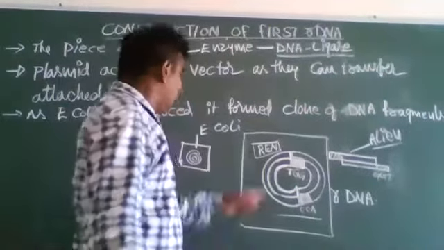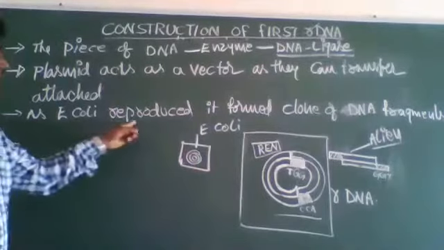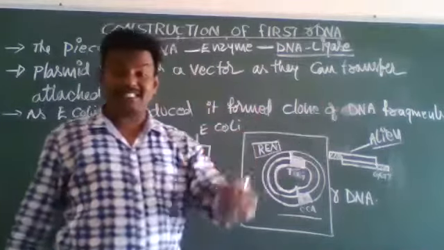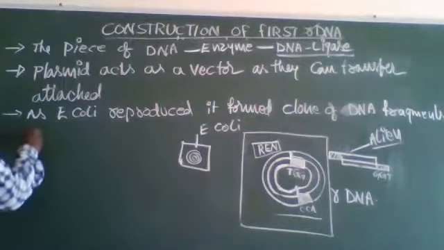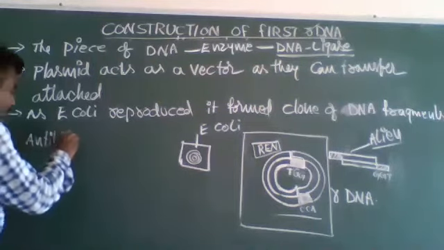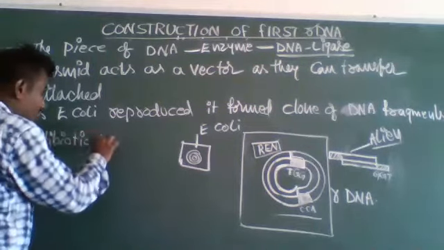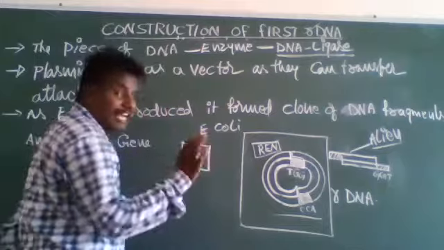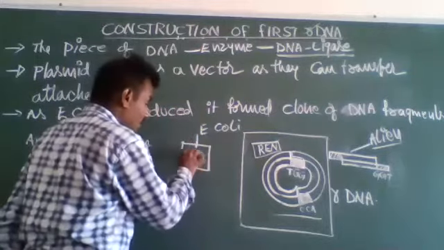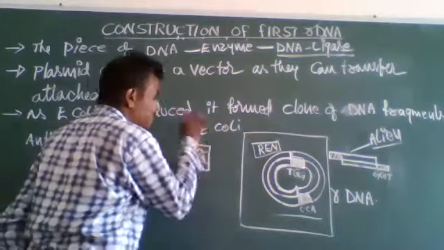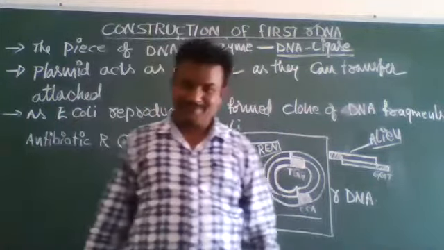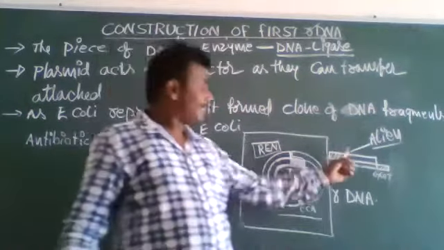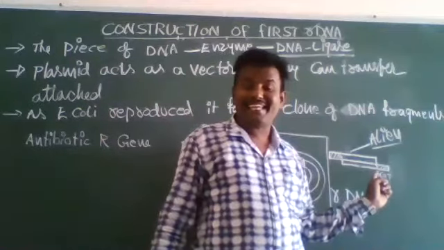Okay, so in the E. coli bacteria, as Escherichia coli reproduce, it forms a clone of DNA fragments. That means antibiotic resistant genes. A number of DNA fragments, these are called clones. Clone of DNA fragments, that is antibiotic resistant genes. So in this way, alien DNA, foreign DNA is multiplied.